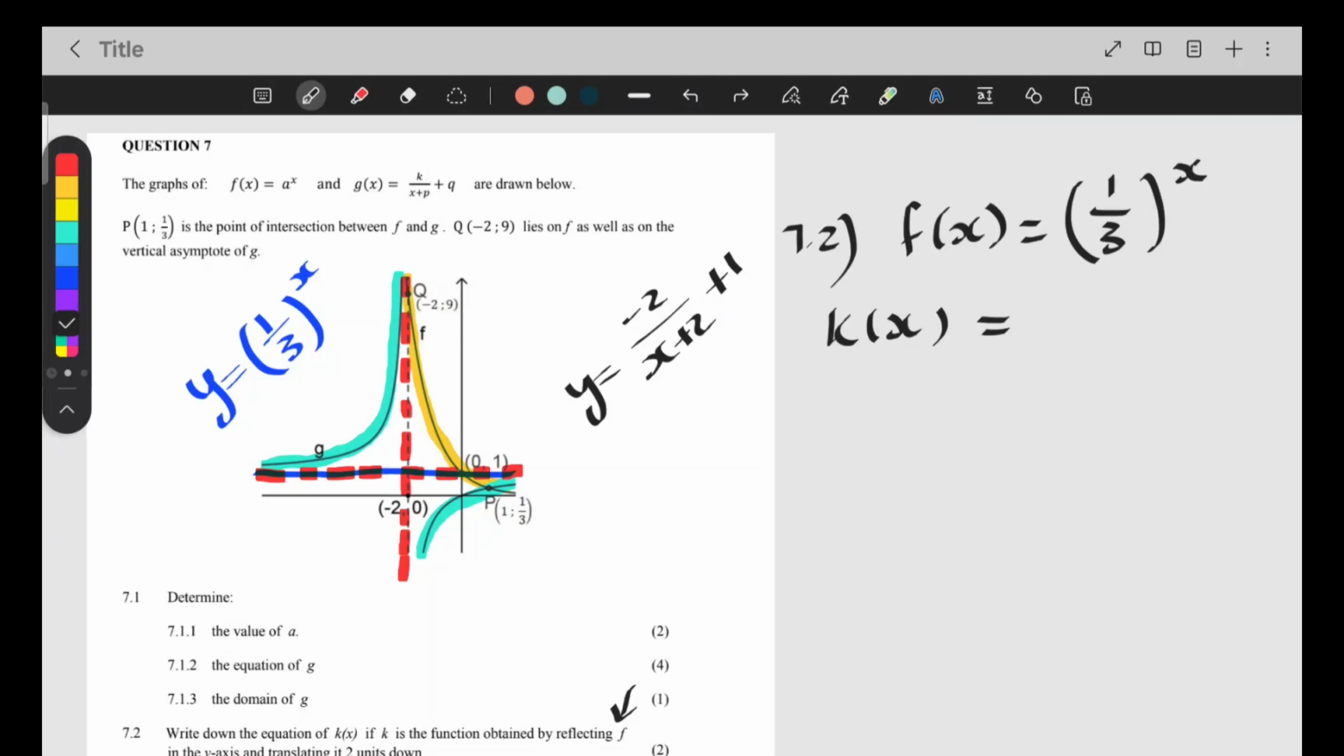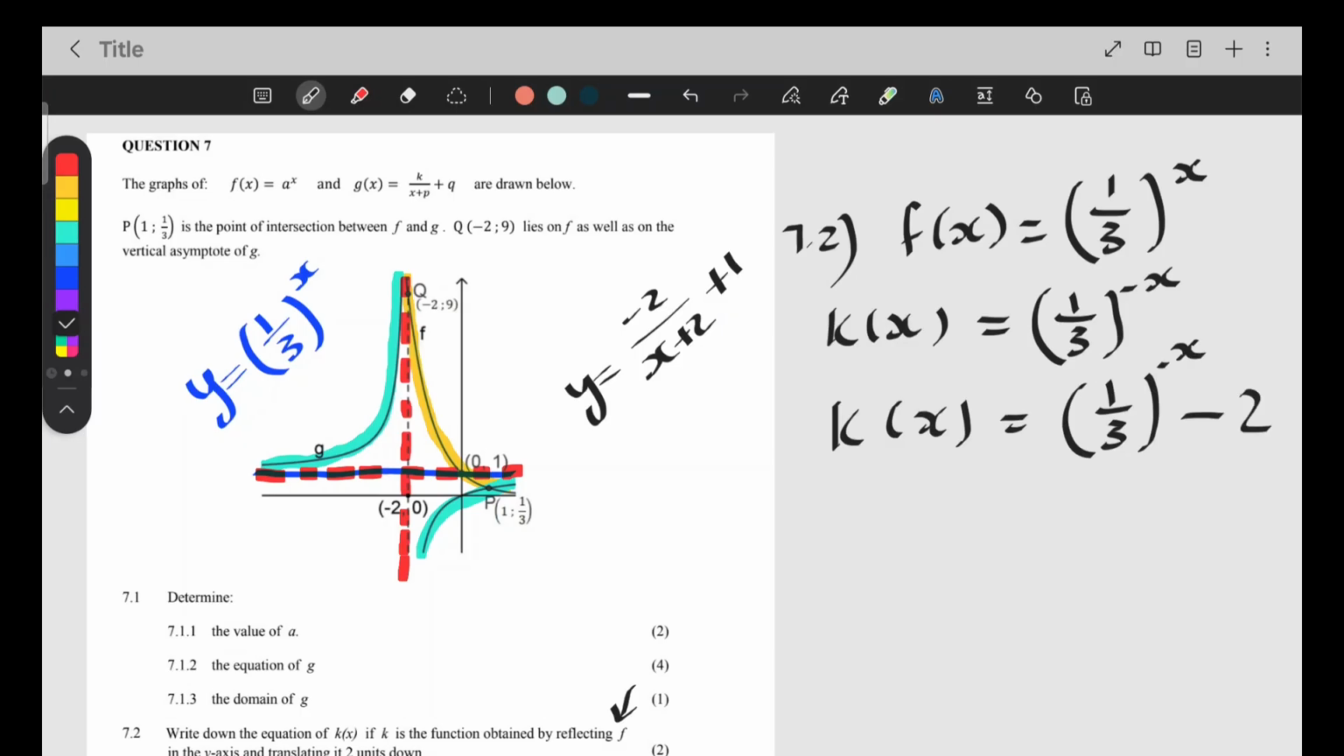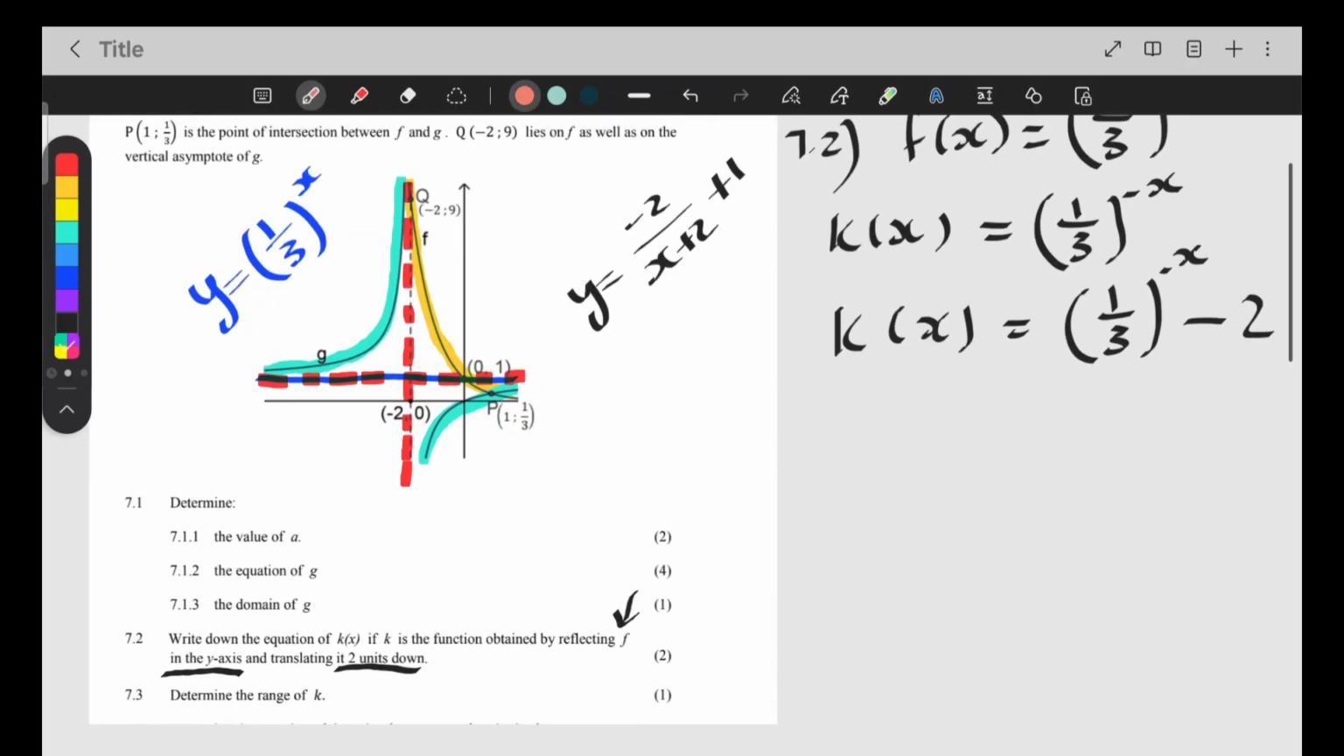So when you reflect in the y-axis, this x will change signs. So it's a third now to the negative x. Okay, that's reflected in the y-axis. And now we must shift this 2 units down. So k of x is a third to the negative x minus 2. So there you go. That's 2 marks. 1 mark for doing that negative x and another mark for saying minus 2. And that's how you get 2 marks there.